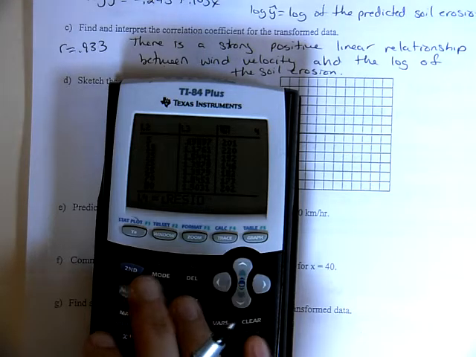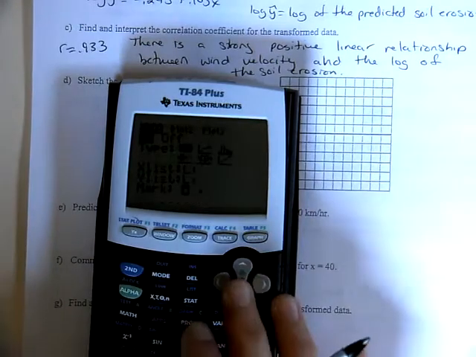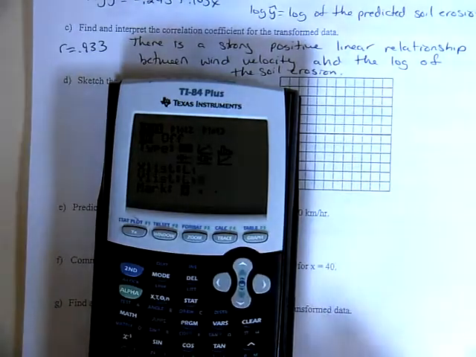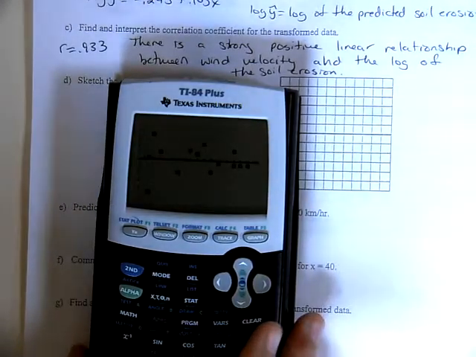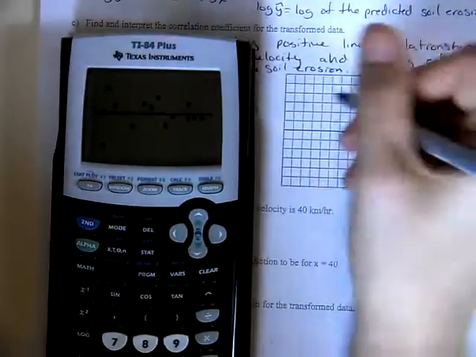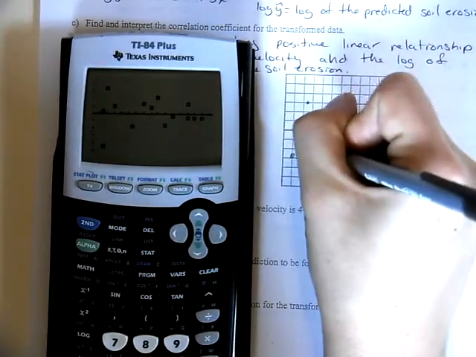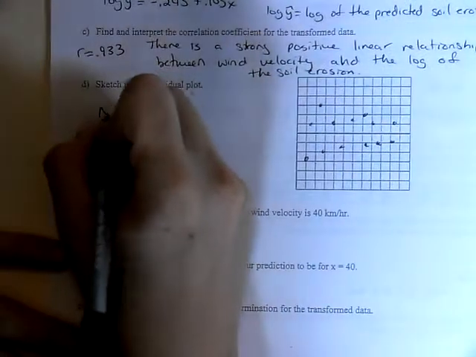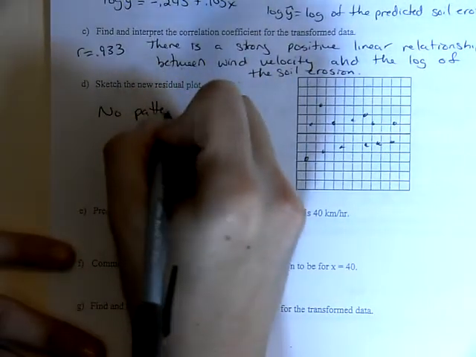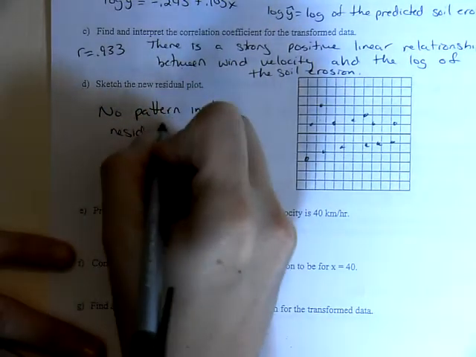I don't think that's going to work. Then I want to do list 1, list 4. Okay, there it is. You seem like large numbers. So you got a couple up here, a couple at the bottom, but it looks pretty random. So we would say no pattern in the residual plot.